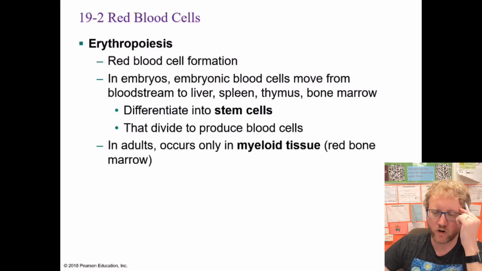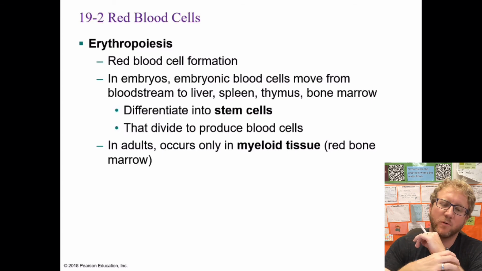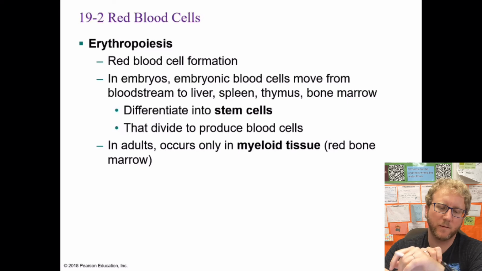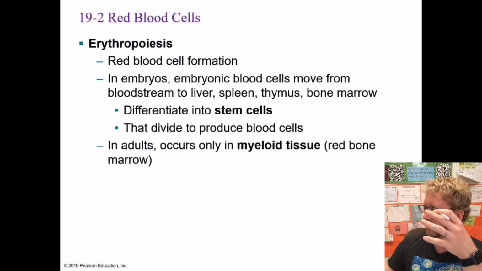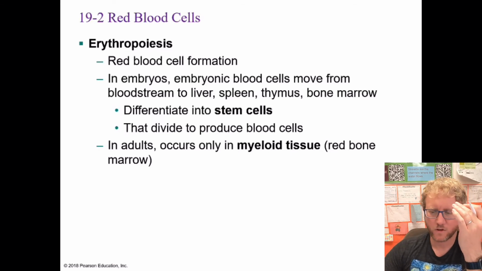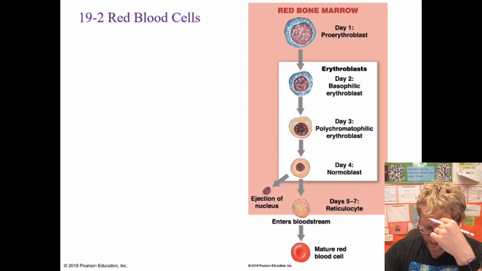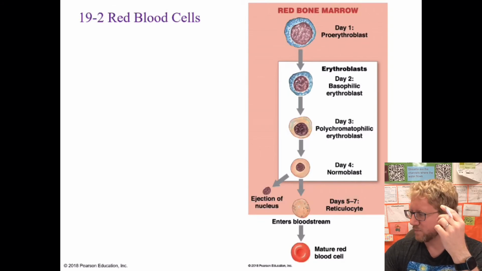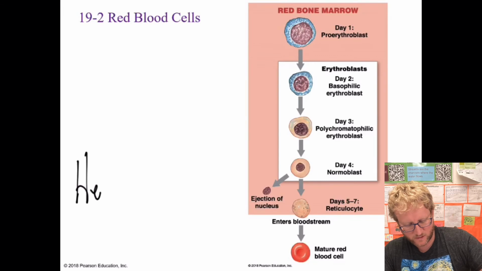In adults, this only occurs in myeloid tissue, also known as your red bone marrow. So in embryos, blood cell production happens a lot more quickly because it happens in a lot more places. And once you become adults, you sort of transition away from that, and so your blood cells are only produced in your red bone marrow. So here's a flow chart kind of showing the production of red blood cells. And so we have cells called hemocytoblasts.